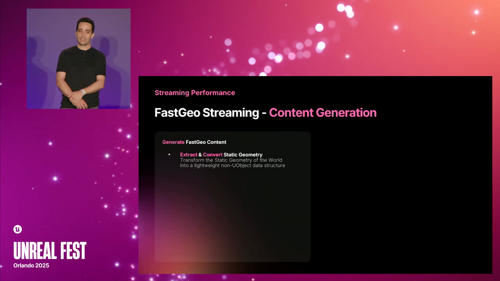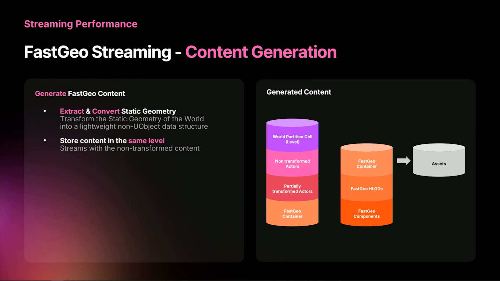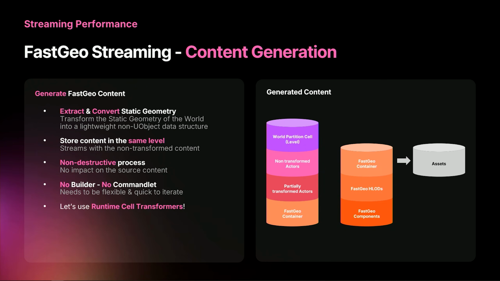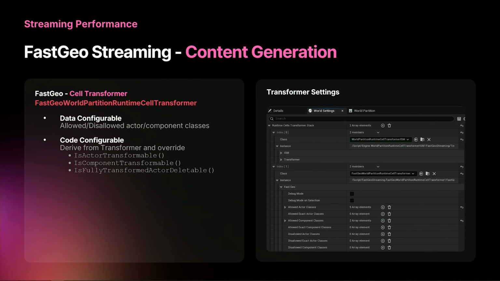To generate the Fast Geo content, this process should first extract the static geometry and convert it into a lightweight non-UObject data structure. That content should be stored in the same level as the non-transformed content, as we need both of them to stream at the same time. And the process should be non-destructive and shouldn't require an offline process like a builder to generate the content. This is a perfect use case for runtime cell transformers. This is why Fast Geo comes with its own runtime cell transformer. It's configurable through the transformer settings or via code if you want to override the default implementation.